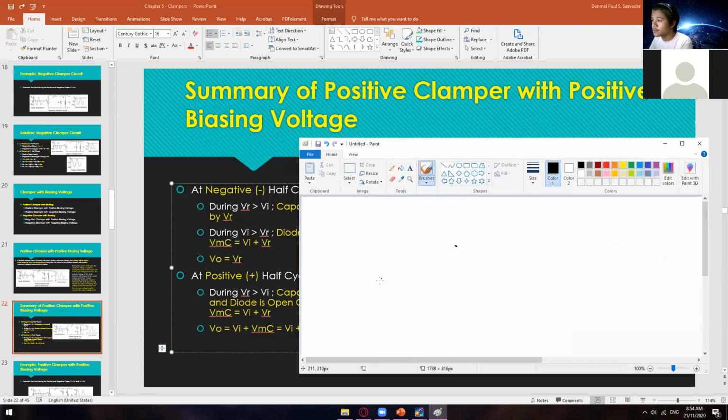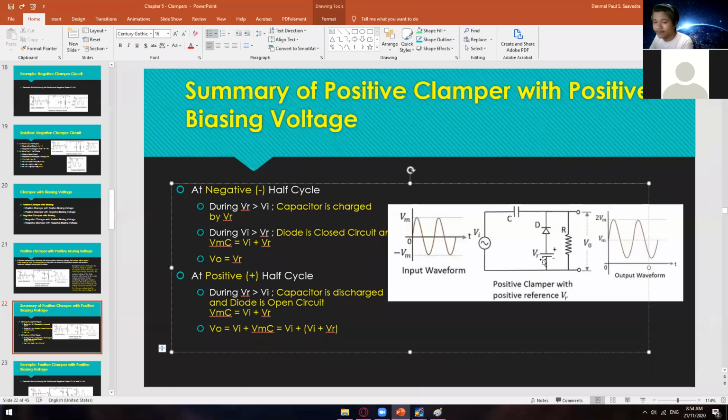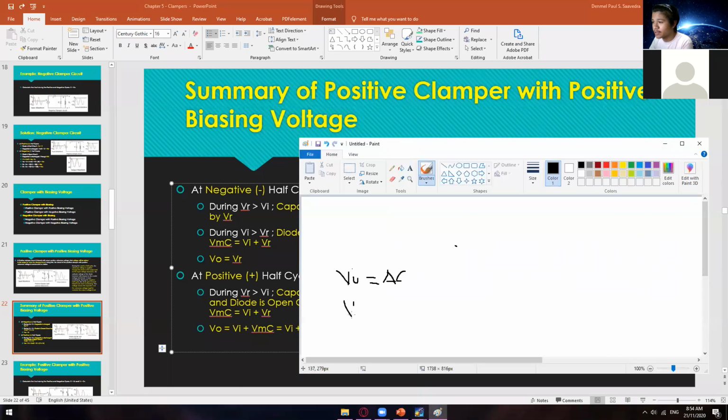As we all know, our V sub I is an AC voltage, and this reference voltage is a DC voltage. An AC voltage is an alternating current wherein it always starts from zero to positive, and then zero to negative, and so on and so forth. So it's varying, changing from time to time, unlike the DC, which is a constant voltage. As you can see, V sub R is a constant 5 volts.